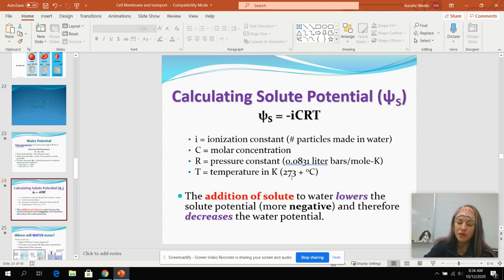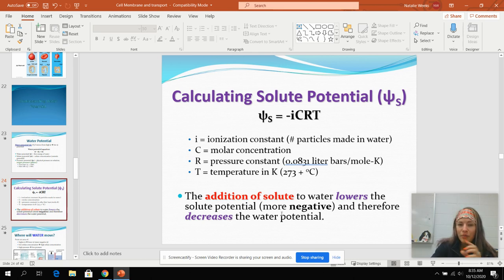So room temperature is 298 Kelvin. The reason why we use Kelvin is because we're actually measuring the movement of water, and at 0 Kelvin, that's when all matter ceases to move. Like air molecules will stop in midair and fall to the ground if they're at 0 Kelvin. So if we add solute to the water, it lowers the solute potential and decreases the water potential.